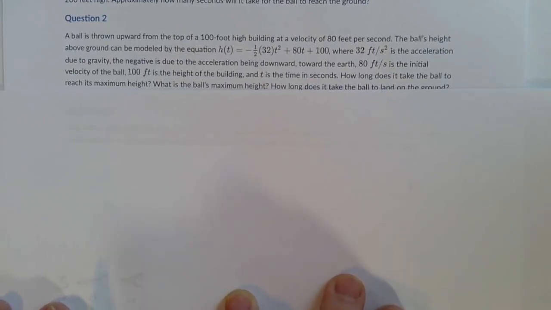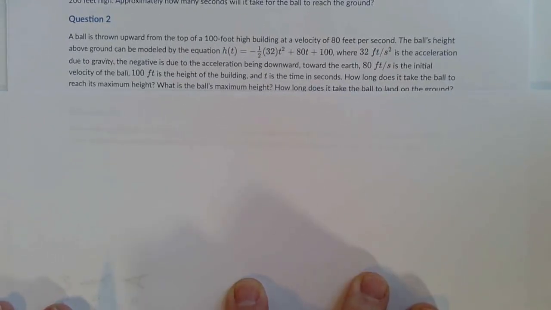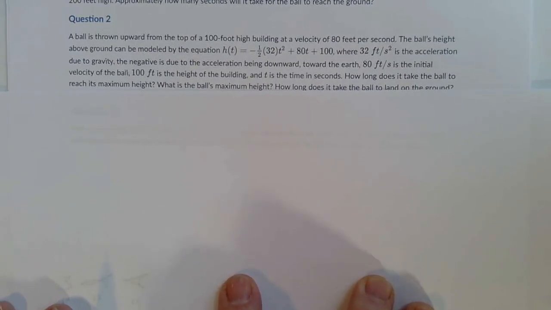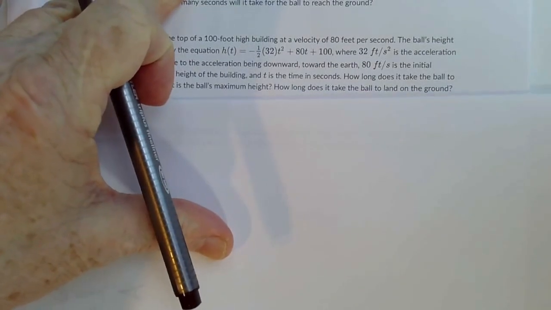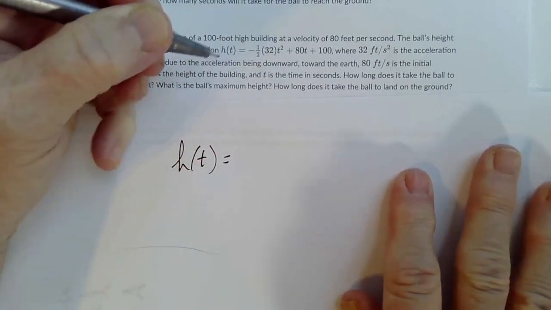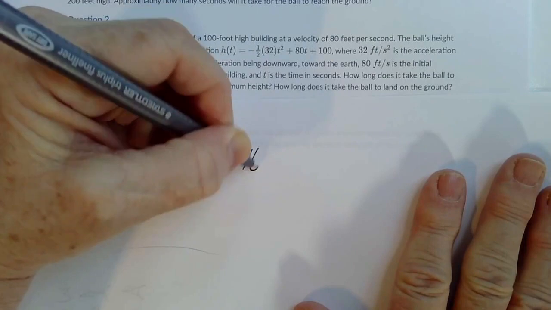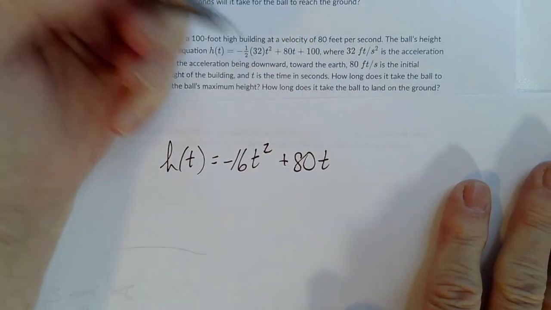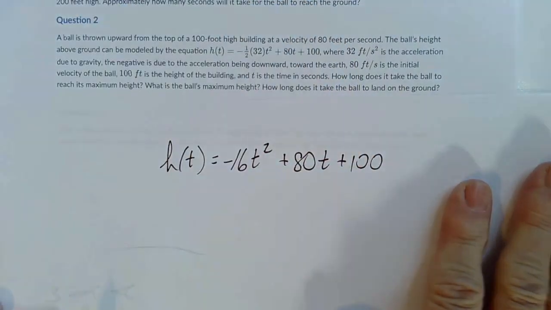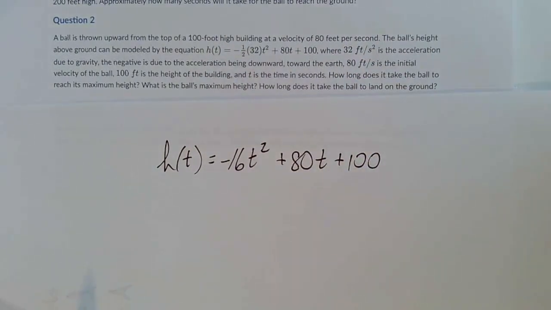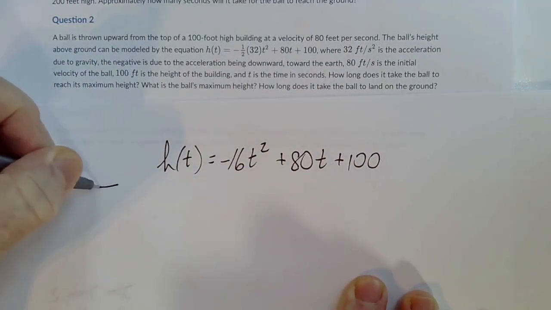So we want to find how long it takes the ball to reach its maximum height. Well, let's see, we've got h of t, negative 1/2 times 32 is -16, plus 80t plus 100. Since a is negative, then the vertex will be the max. So we need to find the vertex.